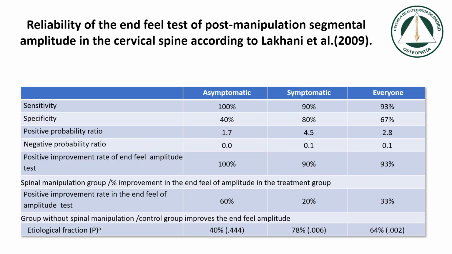Lakhani et al. 2009 studied the end-feel sensation of post-manipulative passive amplitude. The sensitivity was 93%, and the specificity was 67%, in healthy patients. In symptomatic patients the sensitivity was 90%, and the specificity 80%. The findings demonstrated that palpation of the end feel of amplitude appears to be a sensitive evaluation tool in the cervical spine.